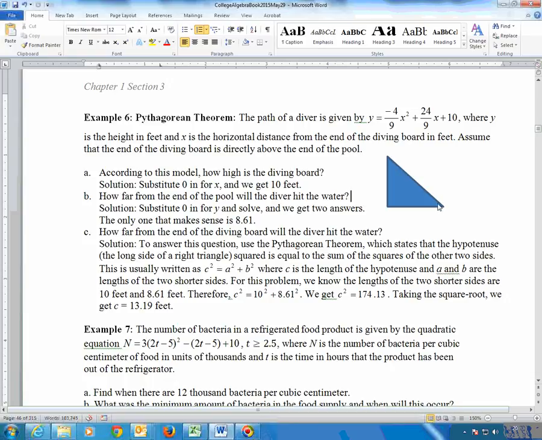Well, this would be a right triangle here, and the thing that ties this together is the Pythagorean theorem, and it says if you take the two legs of a right triangle, you square them and add them together, you'll get this side squared. So it's a squared plus b squared equals c squared. So in other words, I've got to take the 10 squared from the height plus the 8 point something squared, and that will equal this side squared. And then to get the answer, I'll need to take the square root. So I'll go ahead and do that.